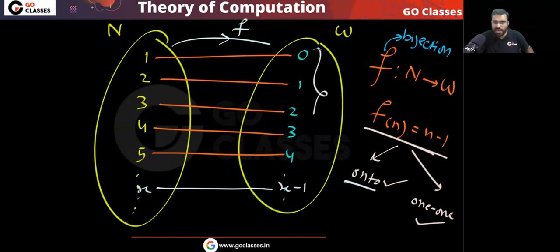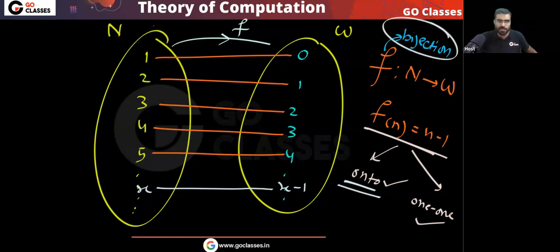And you can notice every element is covered. For example, if you take some element t here, what will be the pre-image? The pre-image will be t plus 1. Yes or no? Very simple. I hope you understood. So this function is onto also, one-to-one also. So this function is a bijection.